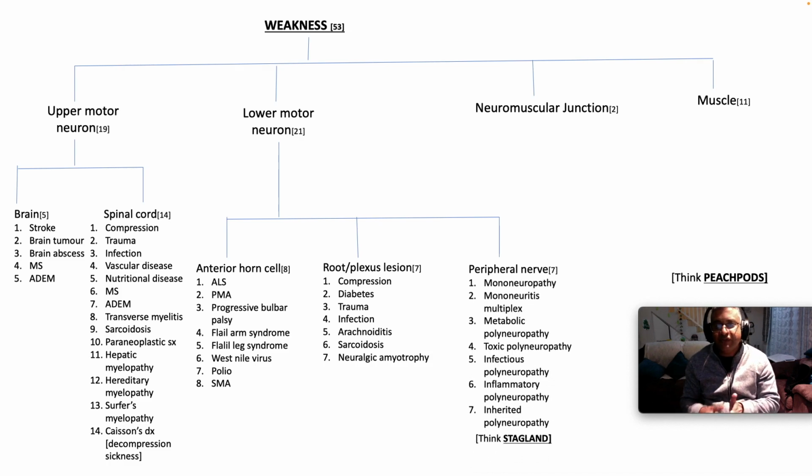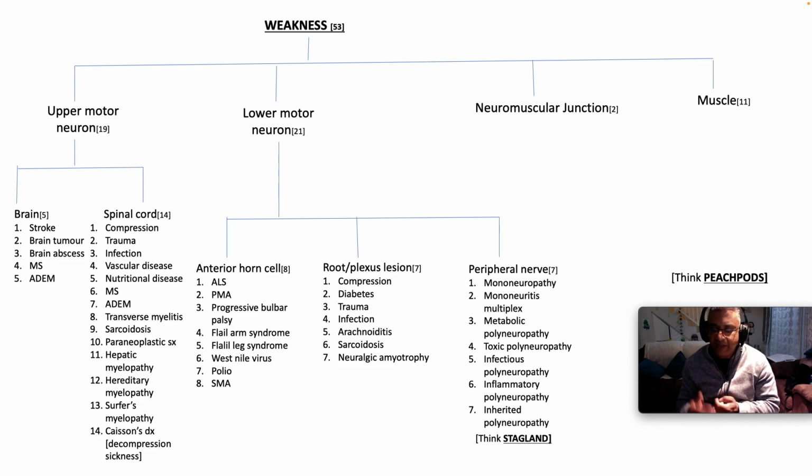What affects the peripheral nerve? Now, in peripheral nerve, you've got to take a history for diabetes, amyloidosis, drugs, rheumatoid arthritis, uremia, and malignancy. But this can manifest as a mononeuropathy or mononeuritis multiplex, where you're picking off named peripheral nerves. Like you've got a foot drop here, a wrist drop there, a cranial nerve 6 palsy here, right? Those things. Metabolic polyneuropathy, toxic polyneuropathy, especially with glue sniffing, infectious polyneuropathy, inflammatory polyneuropathy, and inherited polyneuropathy.